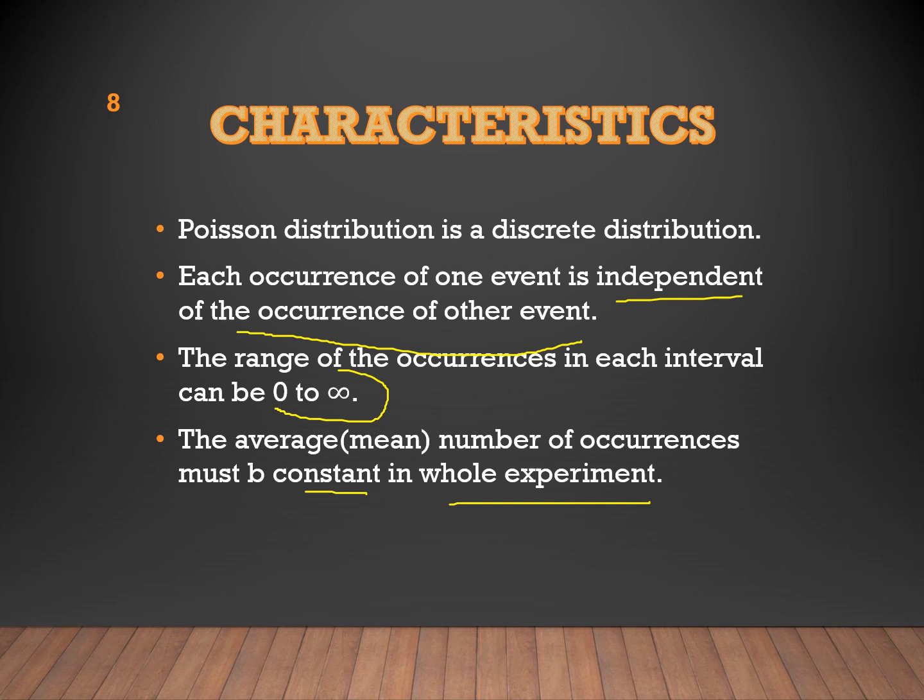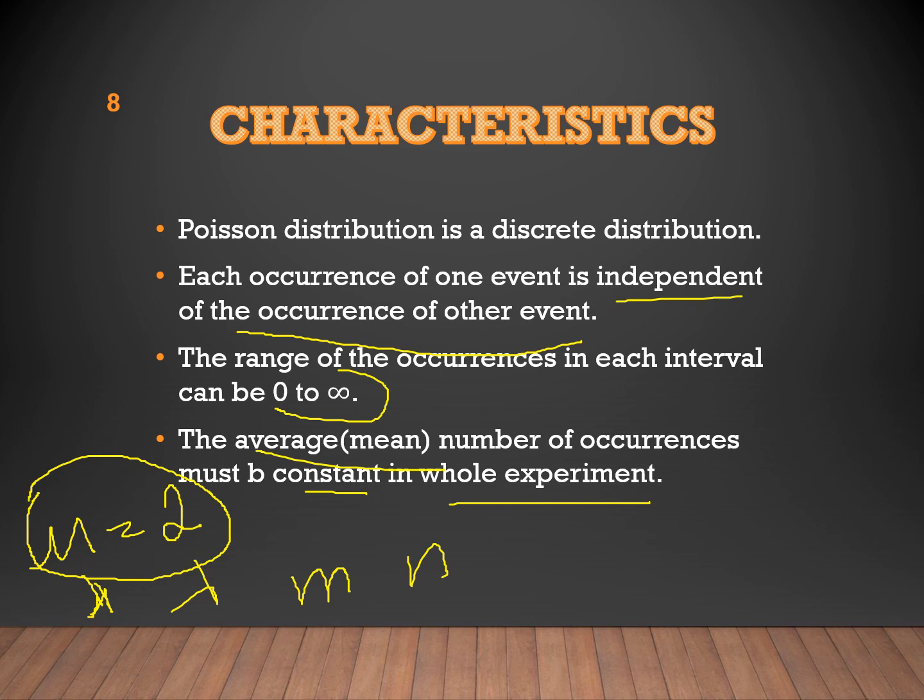For example, you take mu equal to 2. You can take lambda, and you can also take m, n, etc. You can take any variable for mean, for average. When you take mu equal to 2, then it will remain constant in the whole experiment.